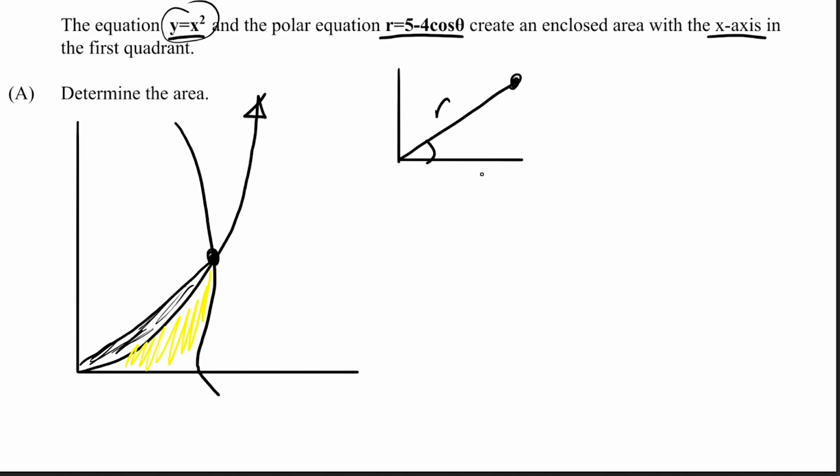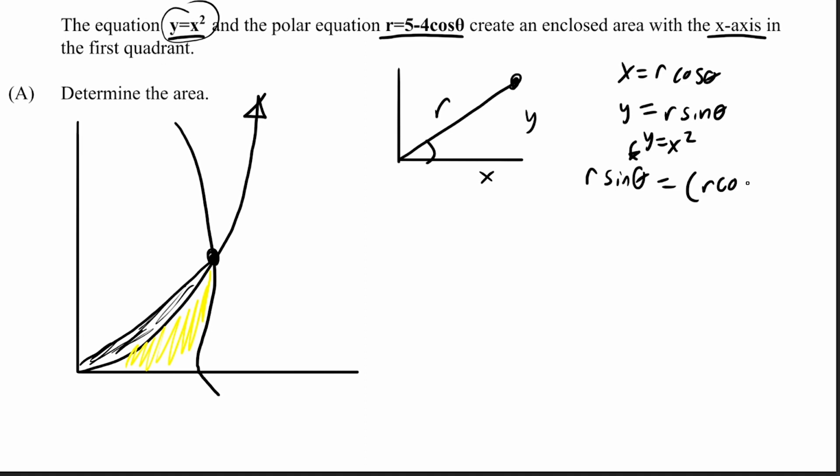But what we need is x and y coordinates. So what we can do is use these two equations, where x equals r cosine theta and y equals r sine theta. And we can use these two equations to convert this rectangular equation into a polar equation. So let's substitute in. For y, we have r sine theta. Keep in mind I'm just substituting into y equals x squared. And then for x, we have r cosine theta, plugging in for x, squared.